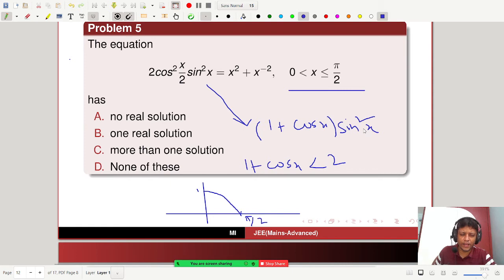What about sine square x? Sine square x is always less than or equal to 1, between 0 and 1 always. So if you take the product, that product will be less than 2. Okay, got it? So let me write in a space.